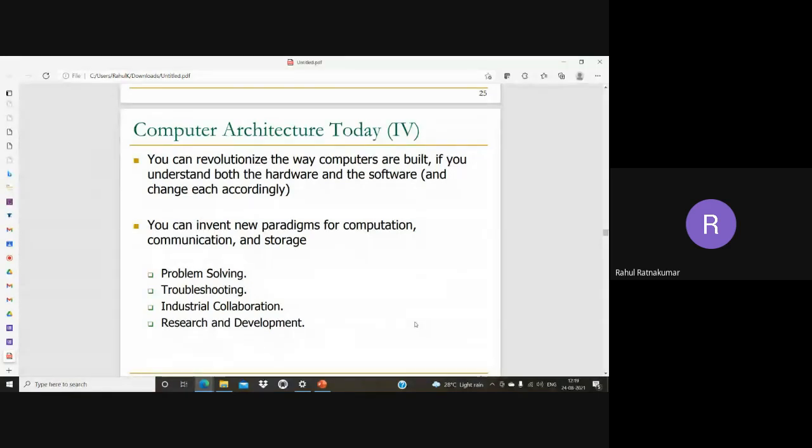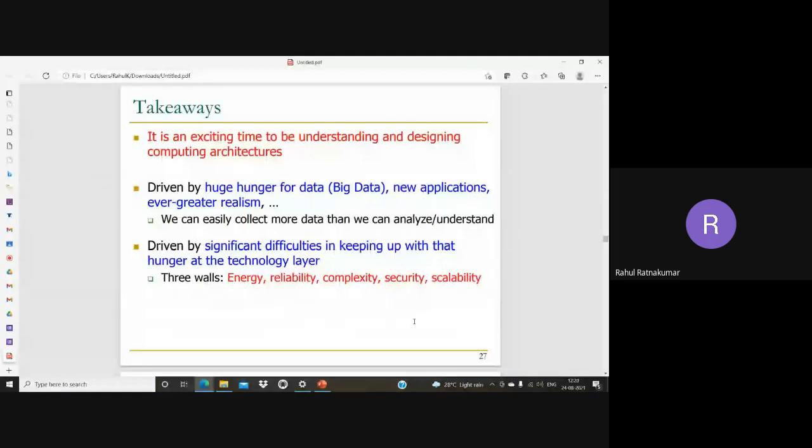It is also important: understanding of architecture is important for problem solving, troubleshooting, and other improvements and R&D. Right now is a very important time because processors are very cheap. So knowledge of computer architecture can help you design a lot of systems with less cost, lower power consumption, maximum frequency, and especially these days, the three walls given here: energy, reliability, complexity, security, and scalability. Security is also becoming very important these days.